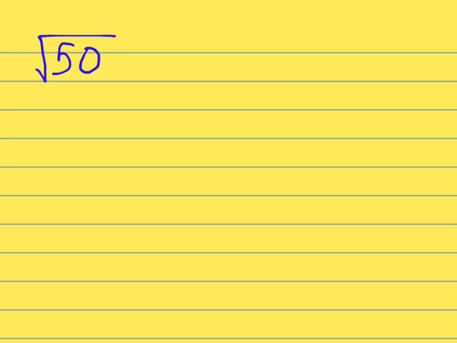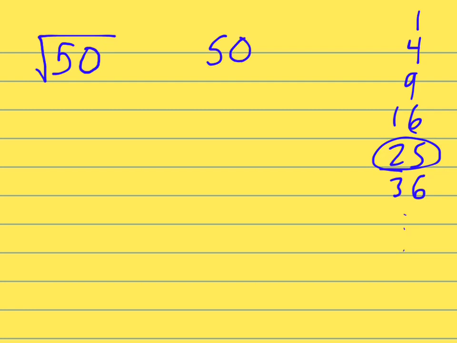The reason that it is unsimplified is because if you look at your list of perfect squares, 1, 4, 9, 16, 25, 36, and so on, one of these perfect squares divides 50. You can see 25 divides 50. 50 divided by 25 is 2. So basically we can rewrite 50 as 25 times 2.